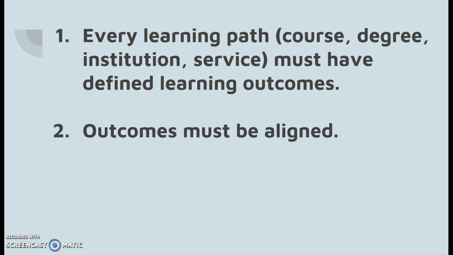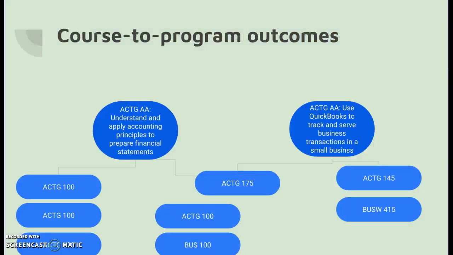Also not going away is the need to align these outcomes. The idea that the SLO process is supposed to create an opportunity for us to see our learning in context and to make sure that we're doing what we can for the students' learning experience to be reasonably coherent. We need to align course outcomes to program outcomes.